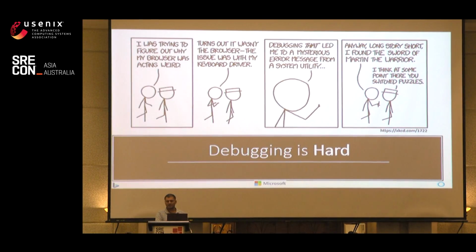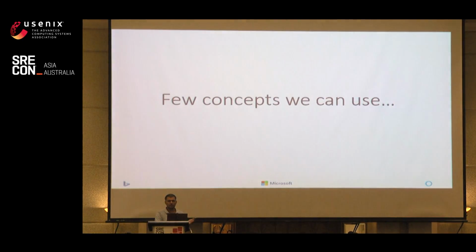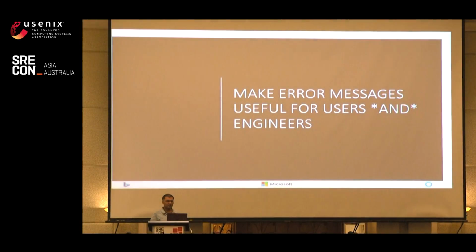But debugging in general is hard. It's not easy, but there are some things we could do to make it easier. I'm going to talk about a few concepts. It's not an exhaustive list, but try to use some of them. The first one is to make error messages useful, not just for the users, but also for engineers.